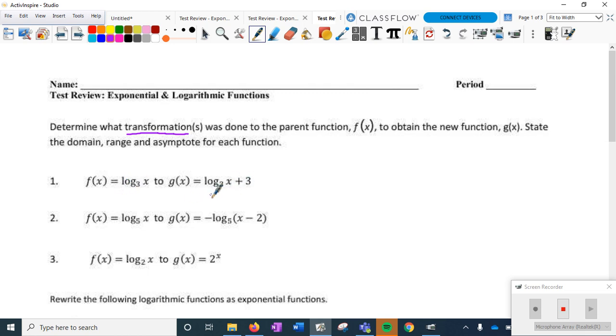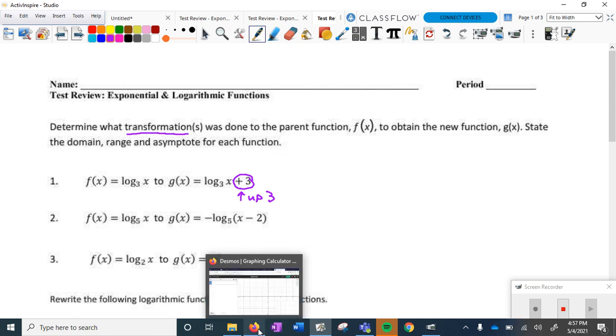Okay, so if we want to go from, let's say, a log base 3 of x to log base 3 of x plus 3, that plus 3 should make it go up 3. Now remember what a log looks like. If I want to do log base 3 of x, I can do it in Desmos, or I can do it in my TI. Let's do it in Desmos.